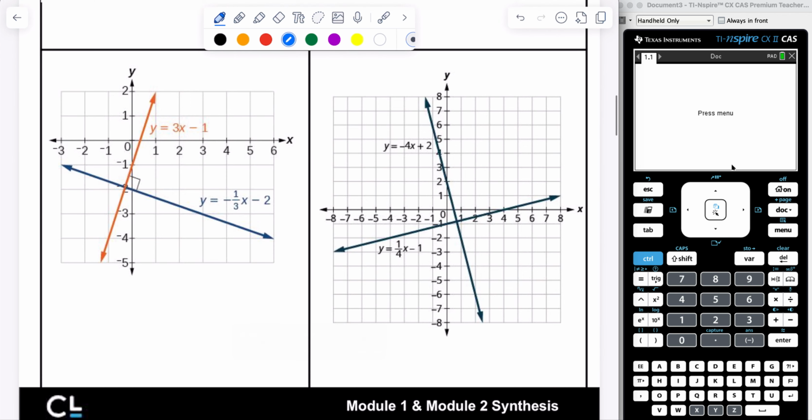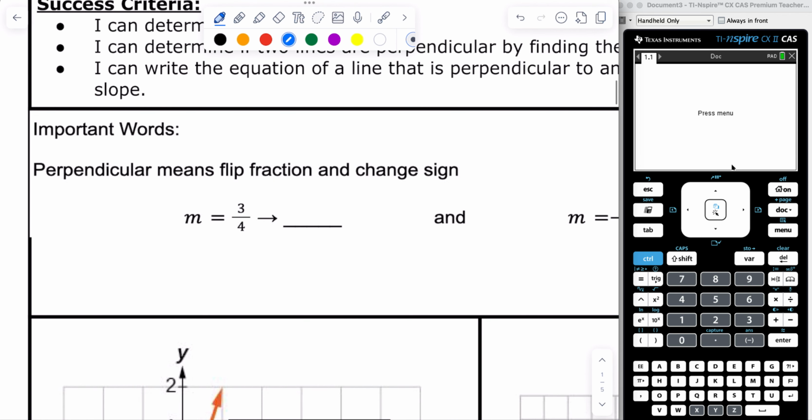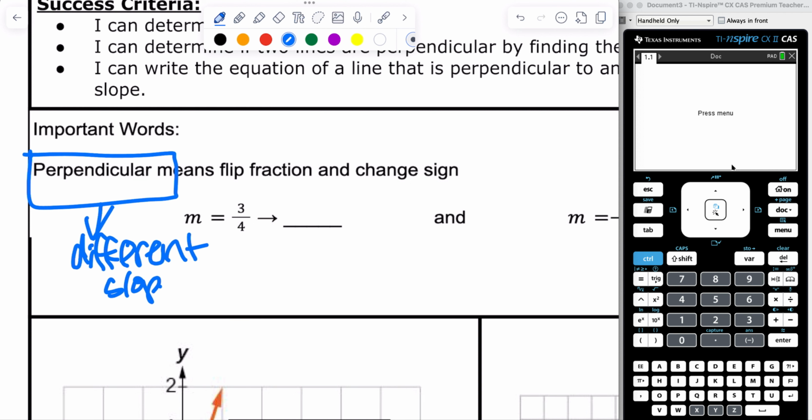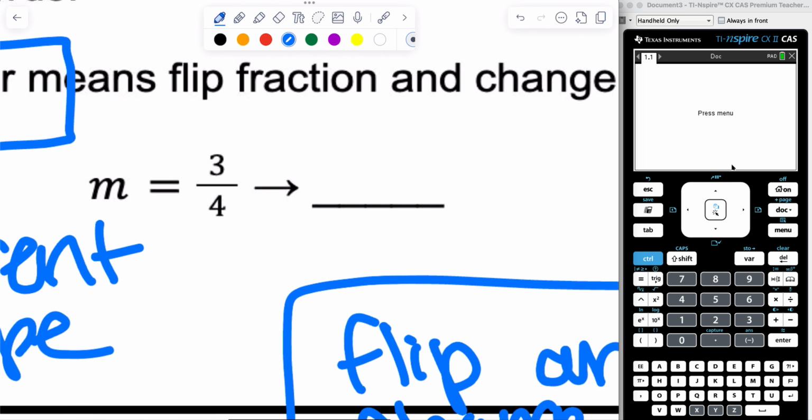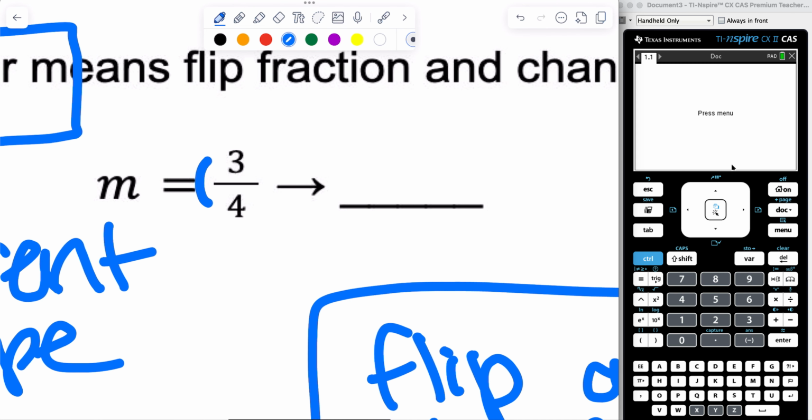About perpendicular lines, remember perpendicular means different slope. Different slope. It also means flip and change sign. So this is probably the most important part. If you have 3 over 4, it's going to flip into 4 over 3, and it's going to go from a positive to a negative.